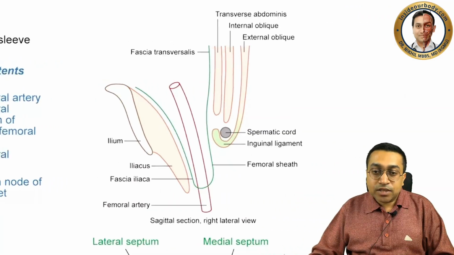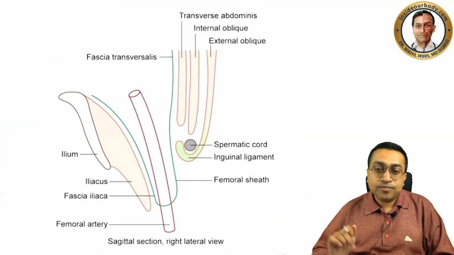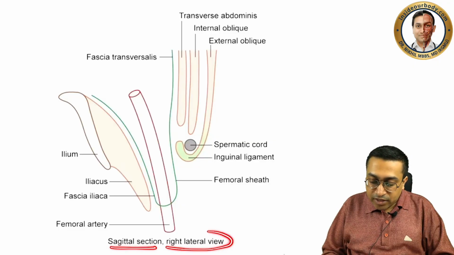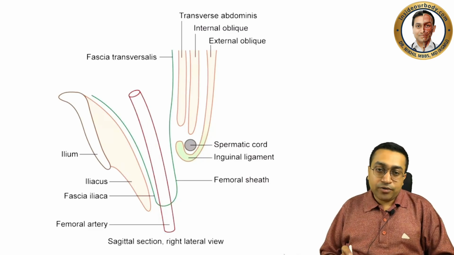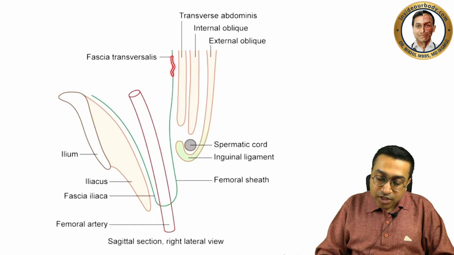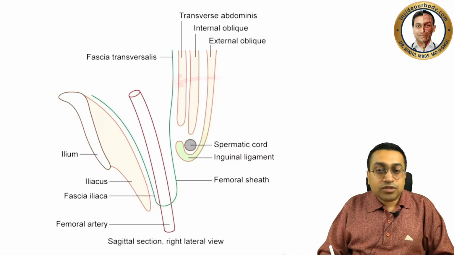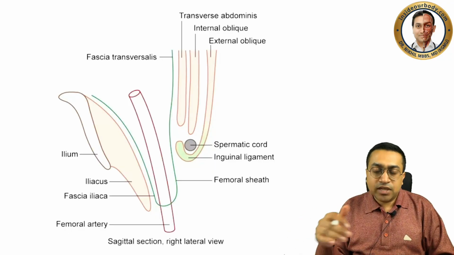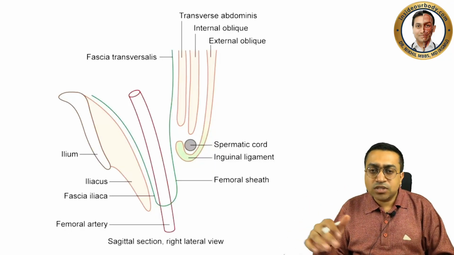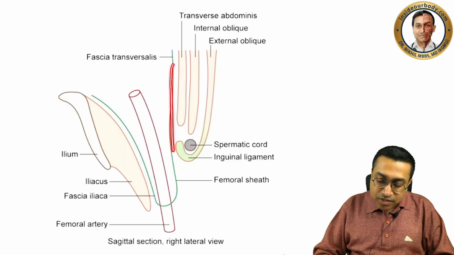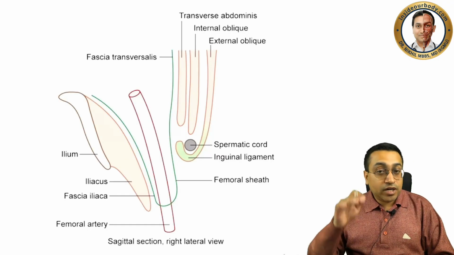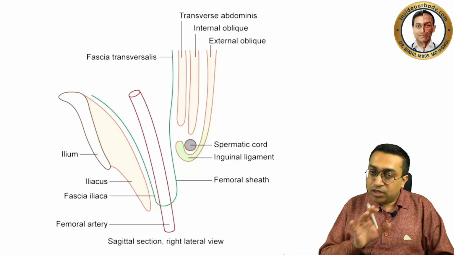So have a look at this image, a very interesting image to understand this. We have this sagittal section, right lateral view, where we are looking at this structure which you are familiar with, the femoral artery. There is a structure, the fascia transversalis here, which is just deeper to the abdominal muscles, like the external oblique, internal oblique and transversus abdominis, which we will discuss in the abdomen region. And you can see the inguinal ligament here with the spermatic cord. This fascia transversalis is forming and continuing into the femoral sheath below in the lower limb.